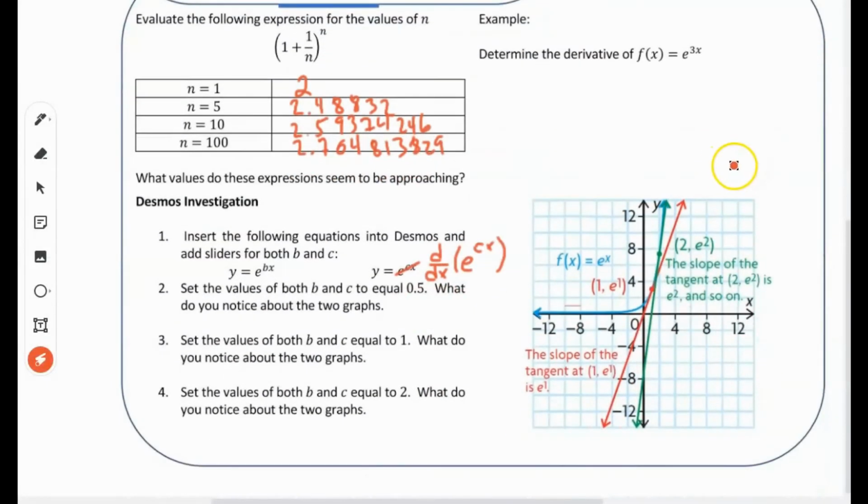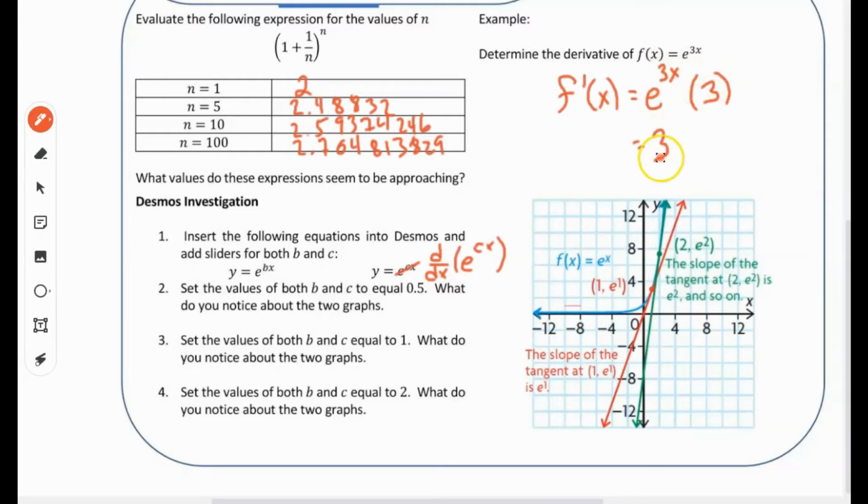So let's try a problem with this. Here we have e to the 3x. Well, to figure that out, the derivative is just going to be the exact same thing, e to the 3x. But then we're going to multiply that by the derivative of 3x, which is 3. So we get 3e to the 3x.